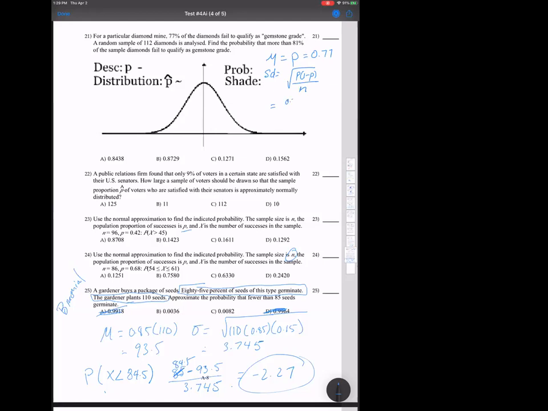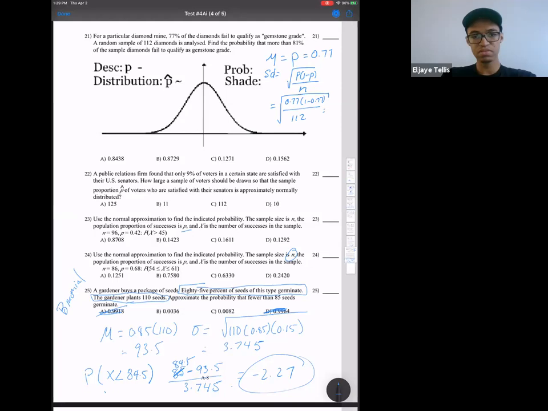Okay. So 0.77 multiplied by 1 minus 0.77, and divide that by the size of the sample, 112, and then take the square root of that answer. And that gives us our standard deviation. Normally you take the answer to 4 decimal places.